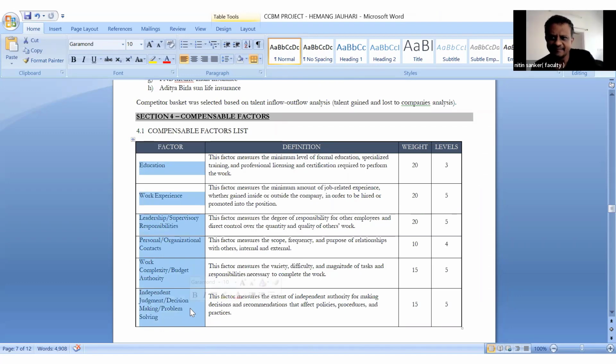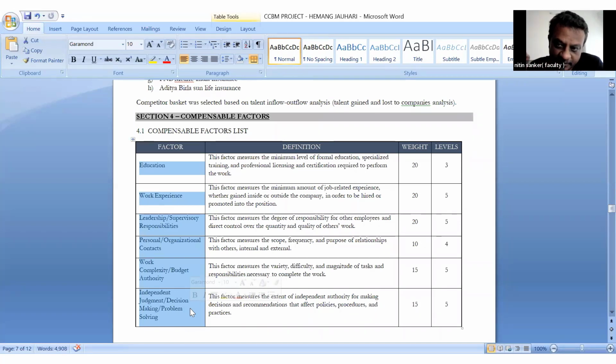Normally, when I do it, we call it compensable factor analysis and strategic discussion, where 2-3 senior people discuss what it is that you want to reward in your company. Remember, what you reward in your company, you will get people of that type. Yeah, for sure. Okay. So I want to reward, let's say, people who are good at leadership, people who have independent judgment and problem solving capability, people with good work experience and good education. Let's say that is my list, but that need not be your company.